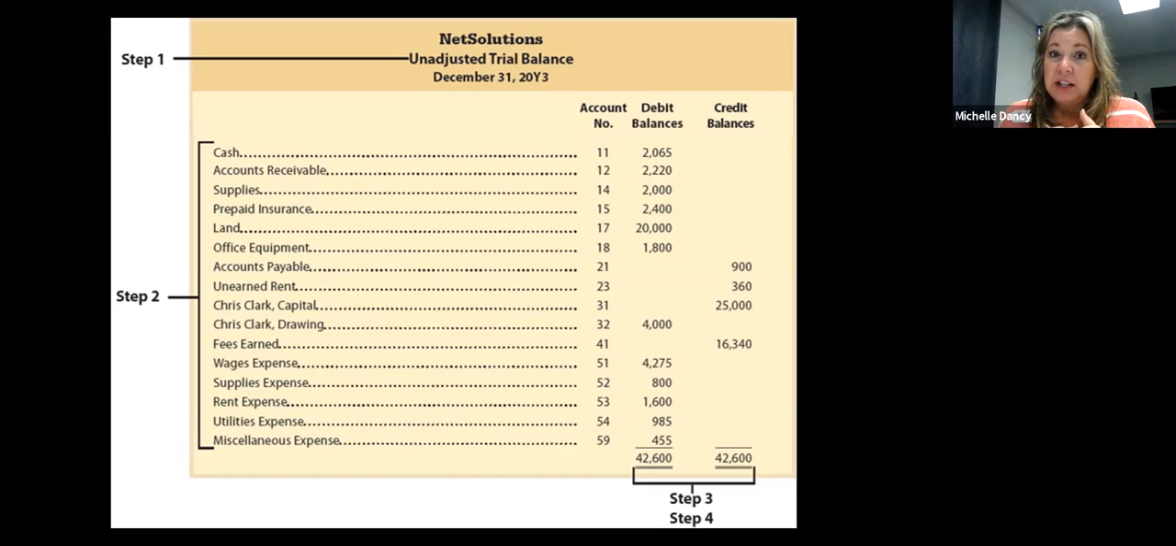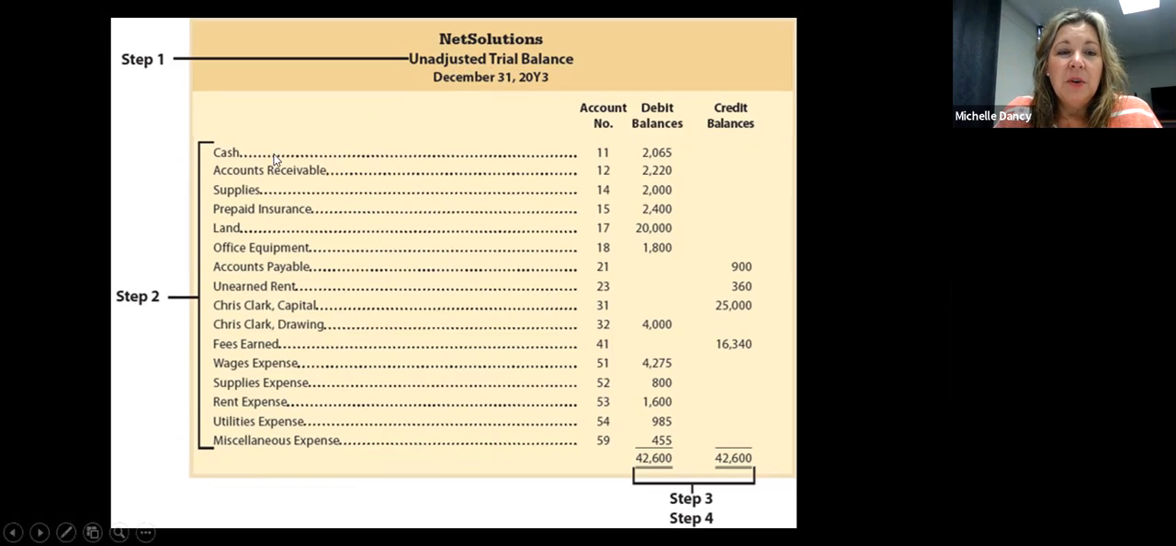So should the debits and credits equal? Correct. Yes, they should. They have to. If they don't, we've made some type of mistake somewhere. So basically, debits and credits always equal in the journal, in the ledger, on your trial balance. Now notice this is called an unadjusted trial balance. We'll talk more in the next chapter about why it has that name. Okay, no need to worry about that now.